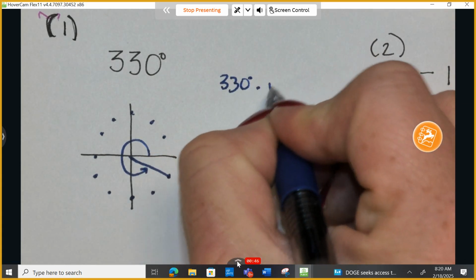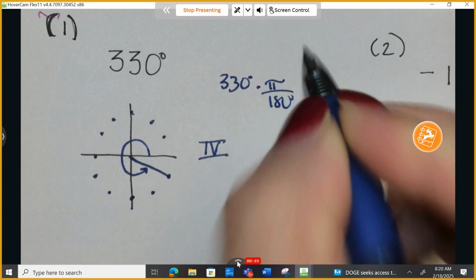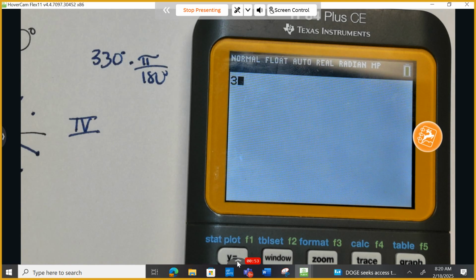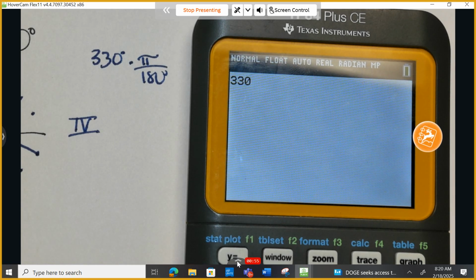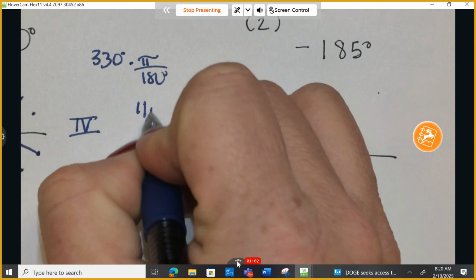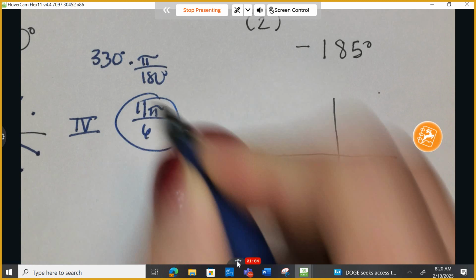So I'm going to multiply it times pi over 180. As I showed you last week and in the videos, we can take our calculator and go 330, do not include the pi, divided by 180, hitting math, fraction, enter, enter, and we can see that this is going to reduce to 11 pi over 6.